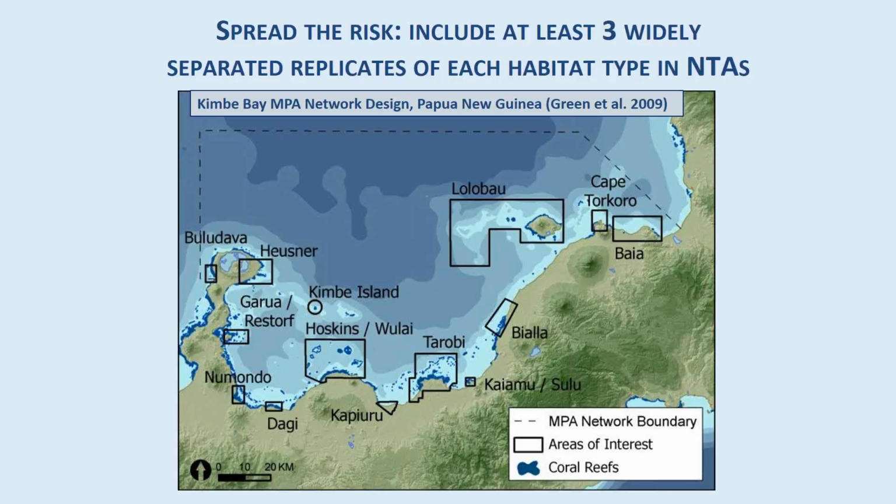Here's an example of how we did this in the design of an MPA network in Kimbe Bay in Papua New Guinea. These black areas are what we call areas of interest, where we're working with local communities to help them establish locally managed marine areas. What you can see here is on the west side of Kimbe Bay, these blue areas are fringing reefs, and there's examples of those protected in each of a few of these areas of interest and now in locally managed marine areas.